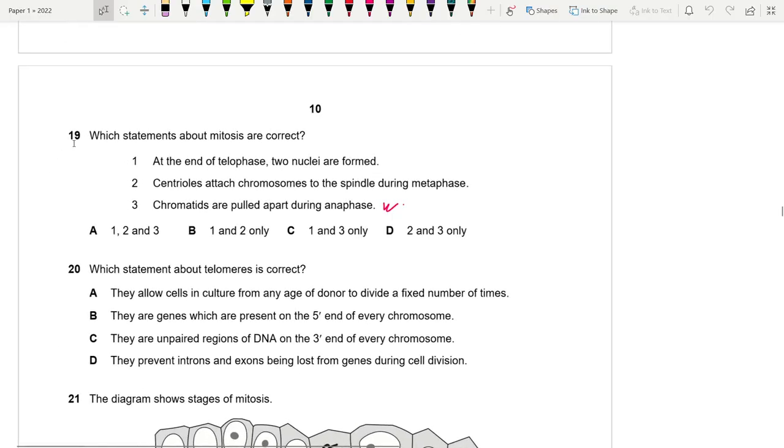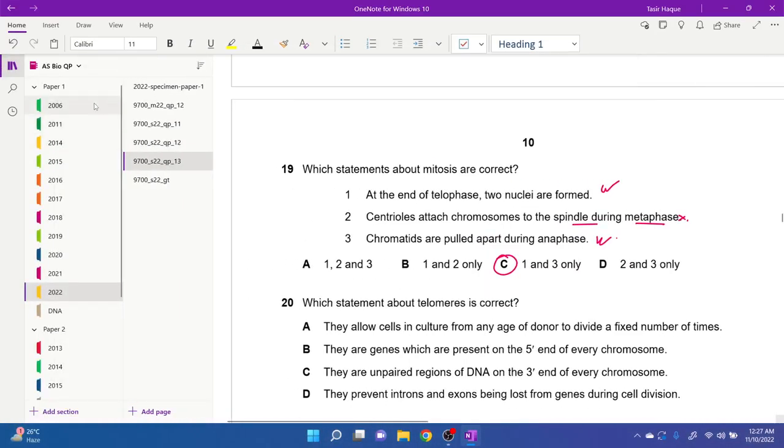So 19, yeah. At the end of telophase, two nuclei form. This is correct. Centrioles attach chromosomes to the spindle during metaphase. This is wrong. This is wrong. 19C. Check this.